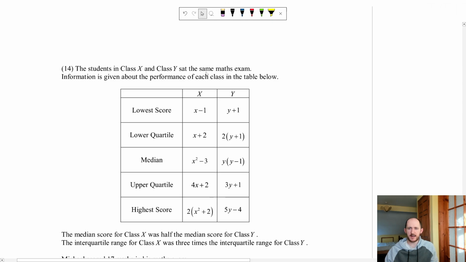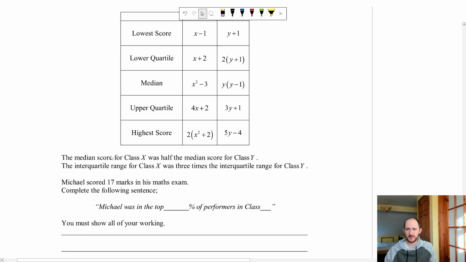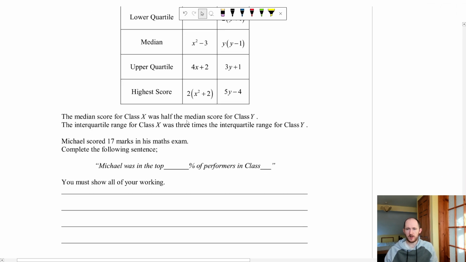The students in class X and Y sat the same maths exam. The information is given about the performance of each class in the table below. So lowest score, highest score, and all of the quartiles. Perfection. The median score of X was half the median score of Y. The interquartile range of X was 3 times the interquartile range of Y. Michael scored 17 marks in his maths exam, and we need to fill in the sentence, which is Michael's in the top something percent of performers in class X or Y.